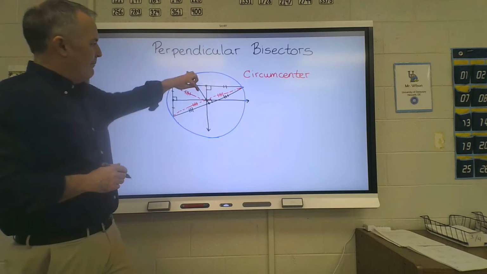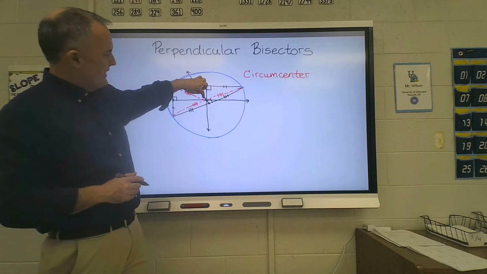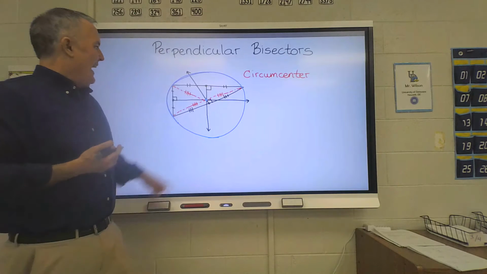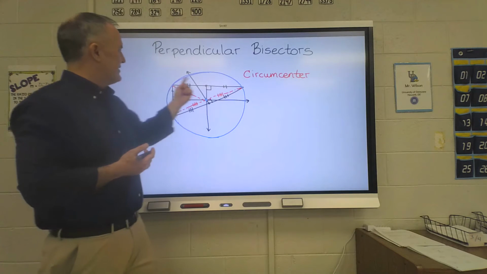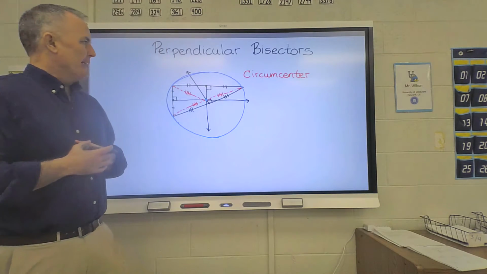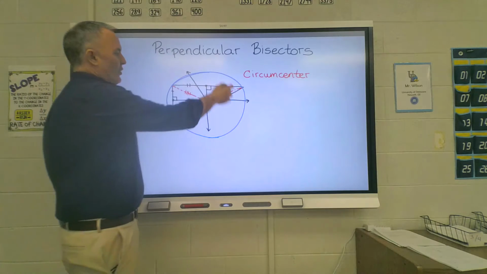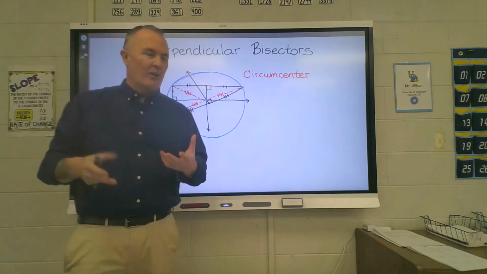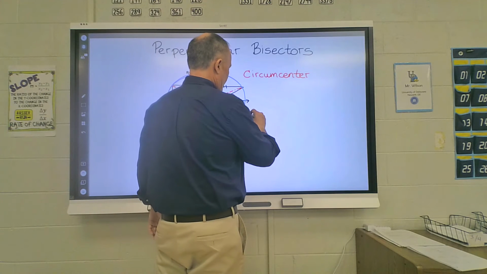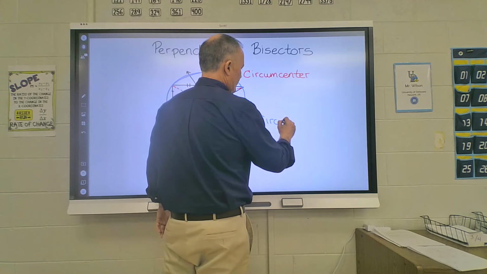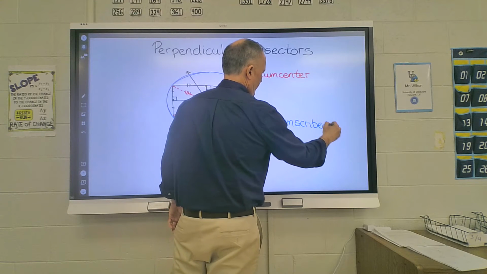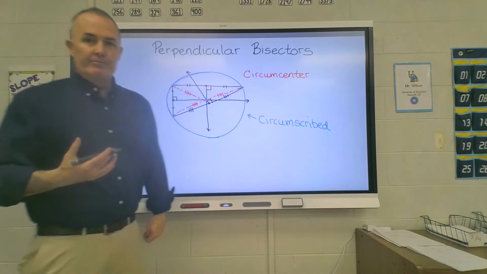All right, so what we have here is the center of our circle. The circumcenter is actually the center of our circle. And now the red lines, since they go out to the corners of the triangle, we've created the radius of the circle. So we can use this in later math. Whenever we draw a circle around the triangle, we say it's circumscribed around the triangle. So this circle is circumscribed around the triangle.